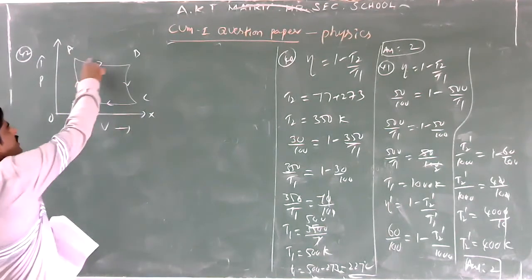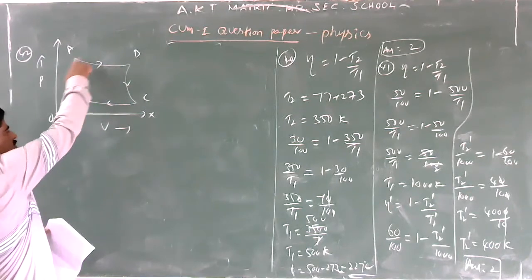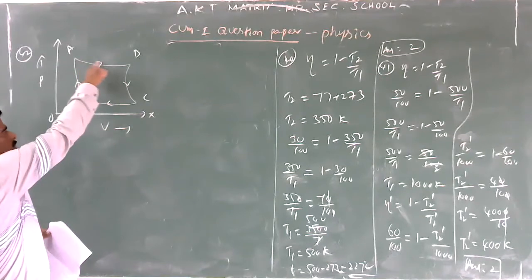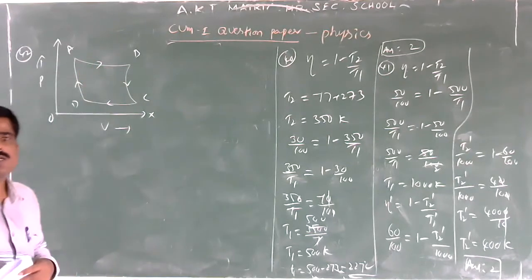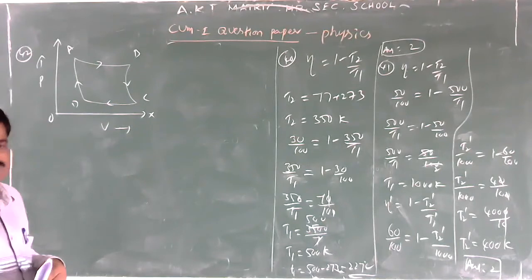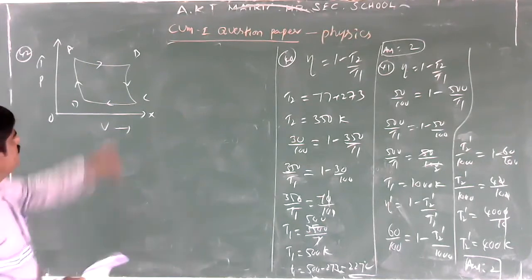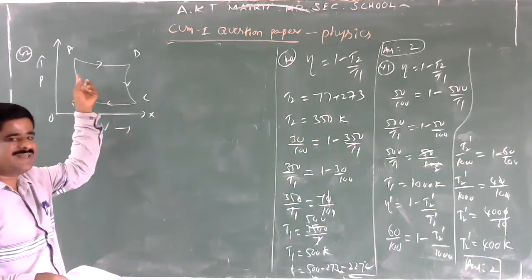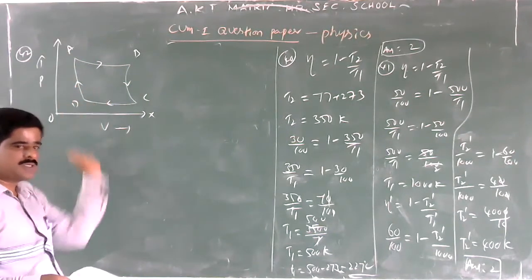Here the PV diagram traces the clockwise direction. When the PV diagram traces the clockwise direction, work done is positive, which means work is done by the system. While if the PV diagram traces in the anti-clockwise direction, work done is negative, which means work is done on the system.